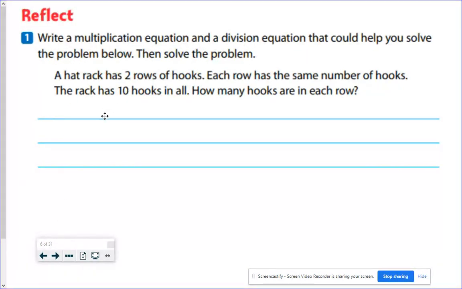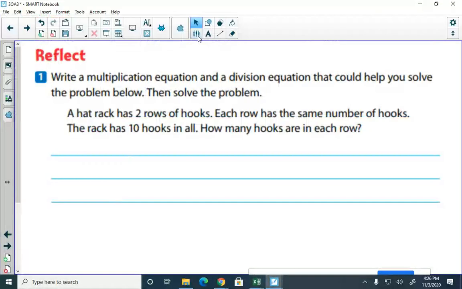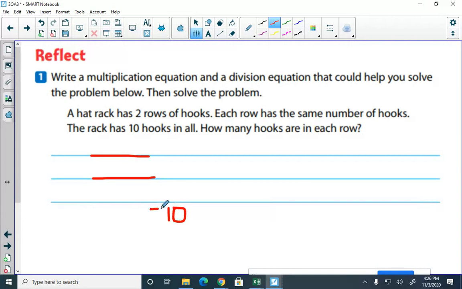So a hat rack has 2 rows of hooks. Let me get my pen. A hat rack has 2 rows of hooks. And each row has the same number of hooks. The rack has 10 hooks in all. So how many hooks are on each row? We have a total of 10. So I can put that there. And each row, there's 2 rows. We don't know how many there are in all. So we could just put a question mark there like we did on the slide before.